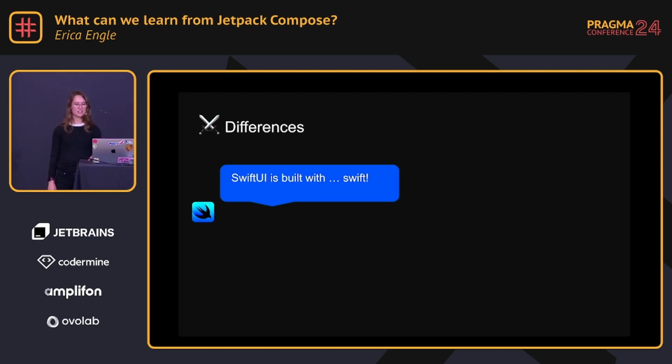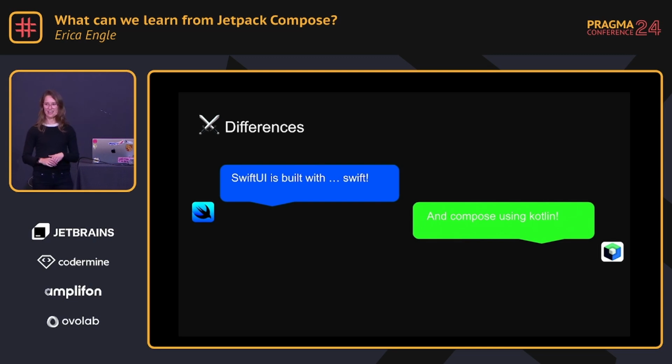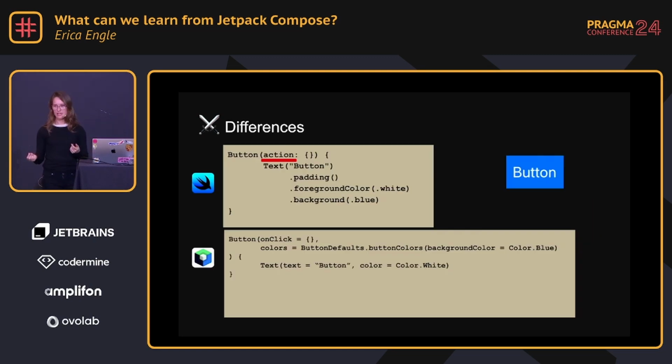All right, let's jump into the differences. SwiftUI is built with Swift and Compose with Kotlin. Feels like an obvious one, but it's worth pointing out. I think it was pointed out in one of the talks yesterday that if you read them, they seem pretty similar, but if you look at more of the syntactical things, there are some minute differences that mean you can't just copy and paste backwards.